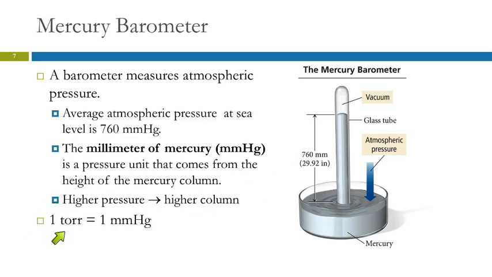One torr is a different name for millimeter of mercury. Same thing. Torr in honor of Torricelli, the guy who originally did this work. So a millimeter of mercury is a torr. Average atmospheric pressure at sea level is 760 millimeters of mercury. So we call that 1 atmosphere.